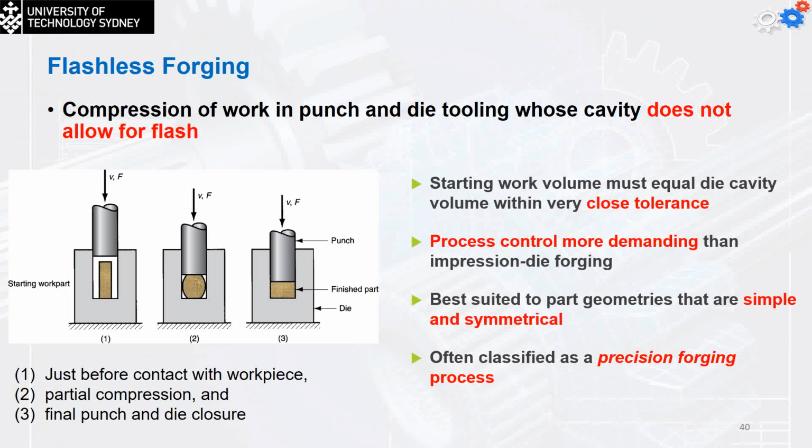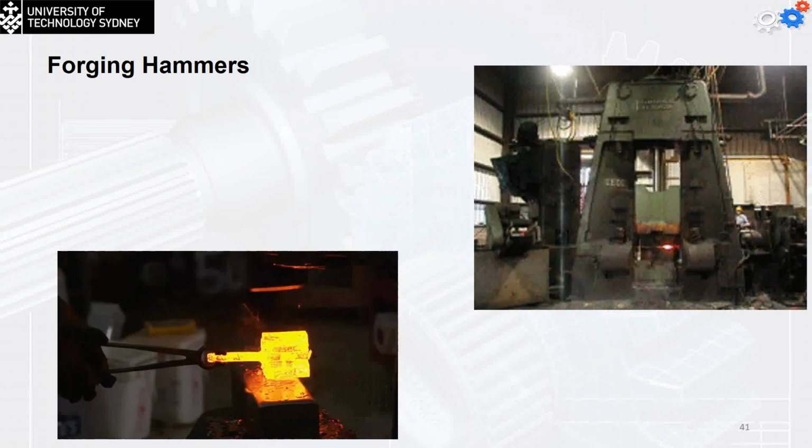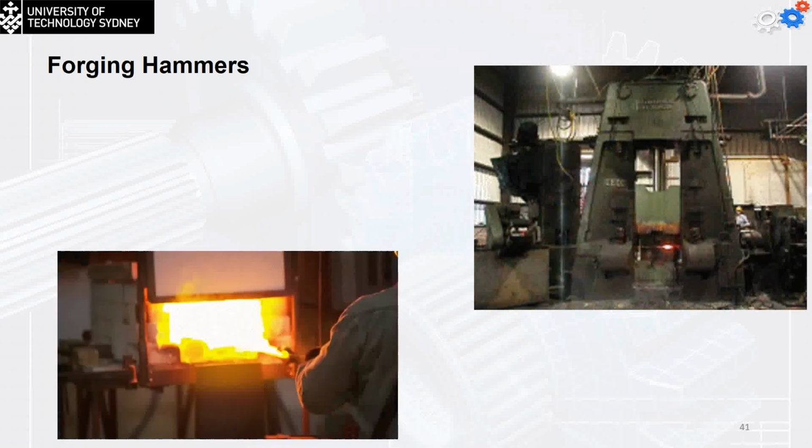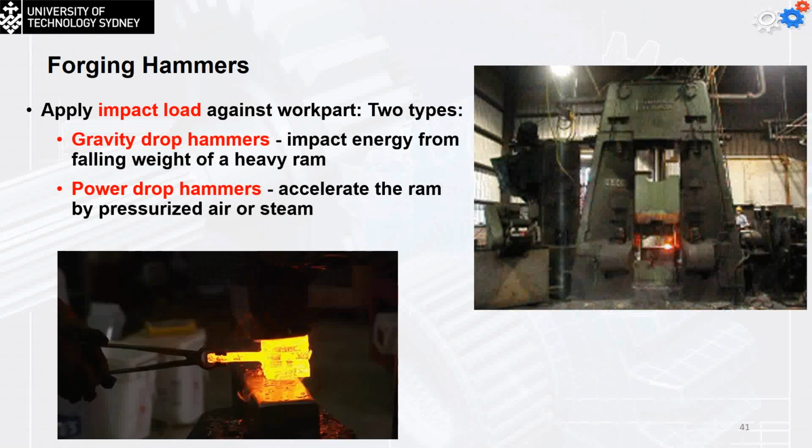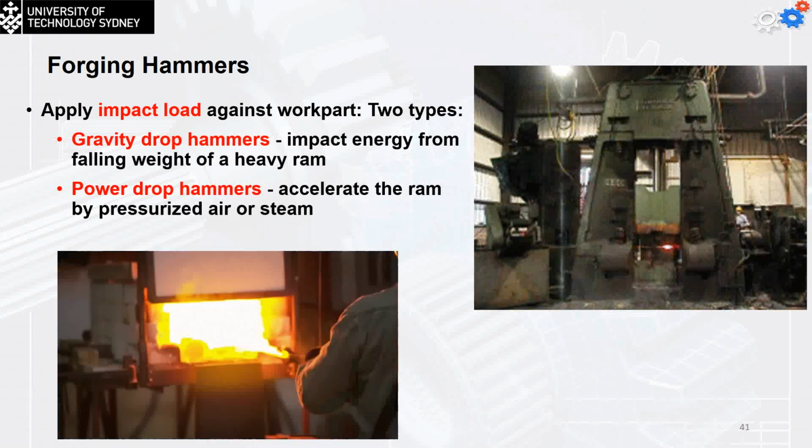Now, these are the forging hammers. Once again, this is a hydraulic forging hammer doing exactly the same thing that the old people used to do: applying an impact load against the work part. There are two types. Either gravity drop hammers, where we take it up, then release it, and it accelerates to get the impact, or power drop hammers, which accelerate the arm by pressurized air or steam at the top. The disadvantage is that the impact energy is usually transmitted through the anvil into the floor of the building, so the building just keeps shaking all the time. Commonly used for the impression die forging process.